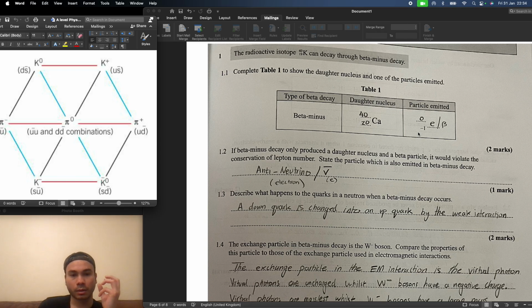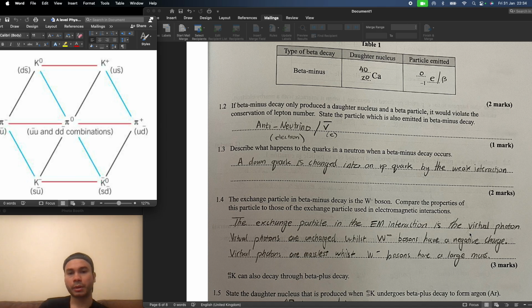Okay. 1.3, describe what happens to the quarks in a neutron when a beta minus decay occurs. So a down quark is going to change into an up quark by the weak interaction. So this was one of the Feynman diagrams I showed you in the lesson. Okay, so make sure you remember the Feynman diagram for the beta minus and the beta plus decay.